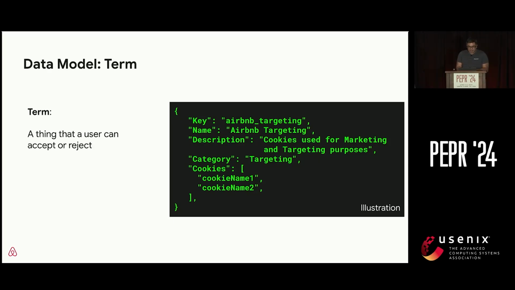Some details about the term. You can see here that there is a schema describing the cookies that belong to the Airbnb targeting term, along with a human-readable name and a description. We also specify a category for the terms that can help the client organize this information in a sensible way for presentation.